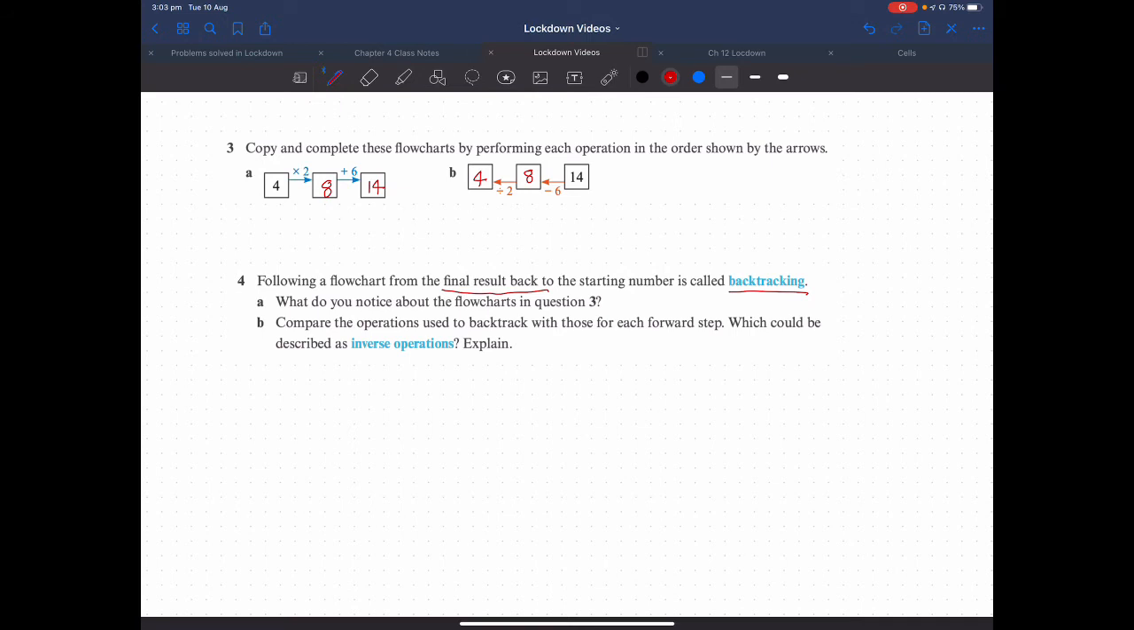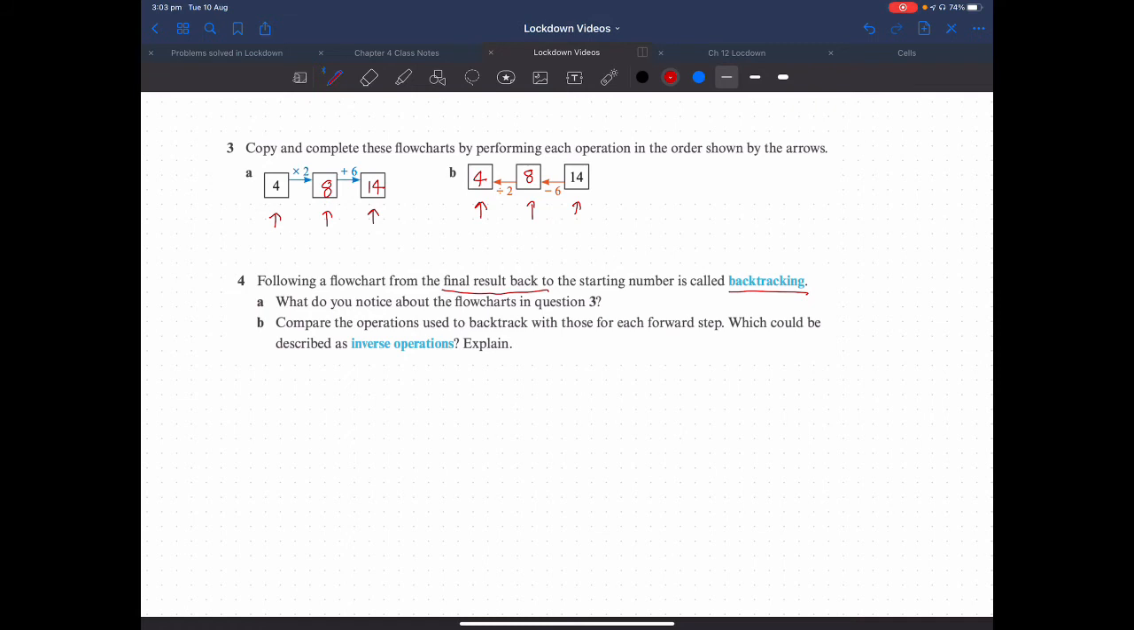Okay, firstly, in A, we started at 4, went to 8, and went to 14, from left to right. In B, we were working backwards. We started at 14, went backwards to 8, and we went backwards to 4. So we've got the same 3 numbers. Part B gets us to look at this a little bit more.